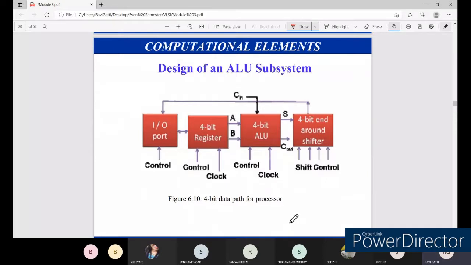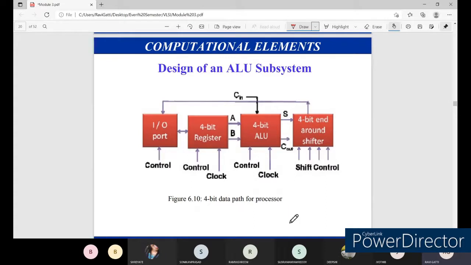What we mean by ALU is the arithmetic logic unit. This arithmetic logic unit is used in all processors and microcontrollers in order to do the basic logical or arithmetic operations. You can see the diagram. This diagram depicts the data path flow of a 4-bit microprocessor.